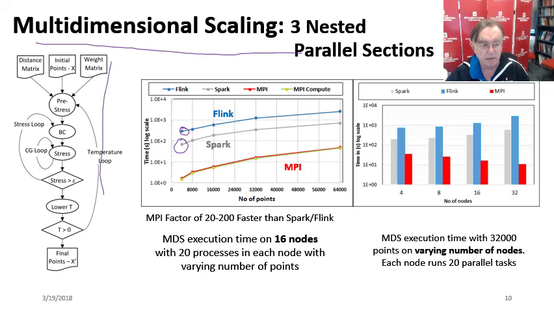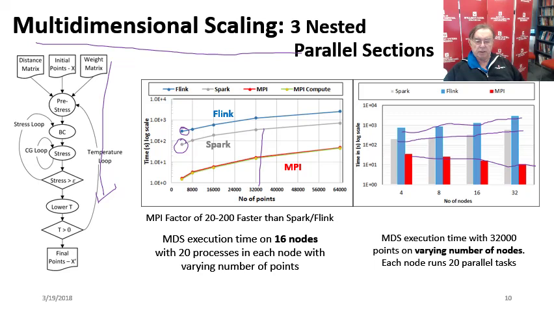Here is the data flow graph, which is quite complicated. And here we have a log graph, which is why they still look reasonably close, for 32,000 points, which is this case here, the dependence on the number of nodes. You see Flink is actually getting slower. Spark is getting slower as you increase the number of nodes. MPI is doing what it ought to, getting faster.